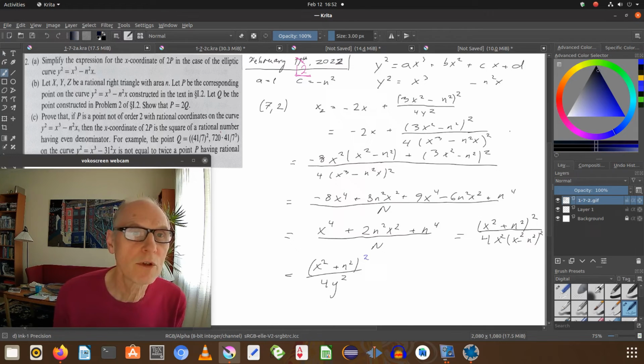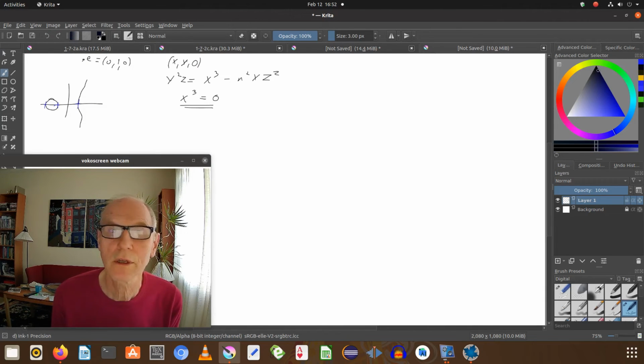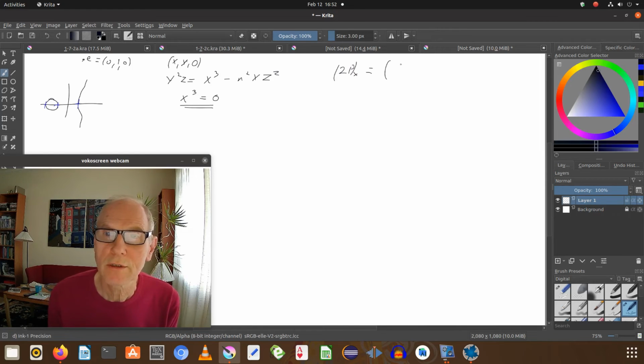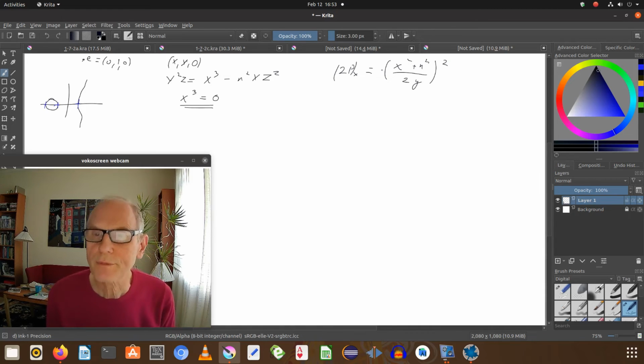And then from the first question, we have, it's not on here, we have the x value of 2p is x squared plus n squared divided by 2y. Oh, that's the numerator over y squared. So it's the square of a rational number. So we have to show that we will get an even denominator.